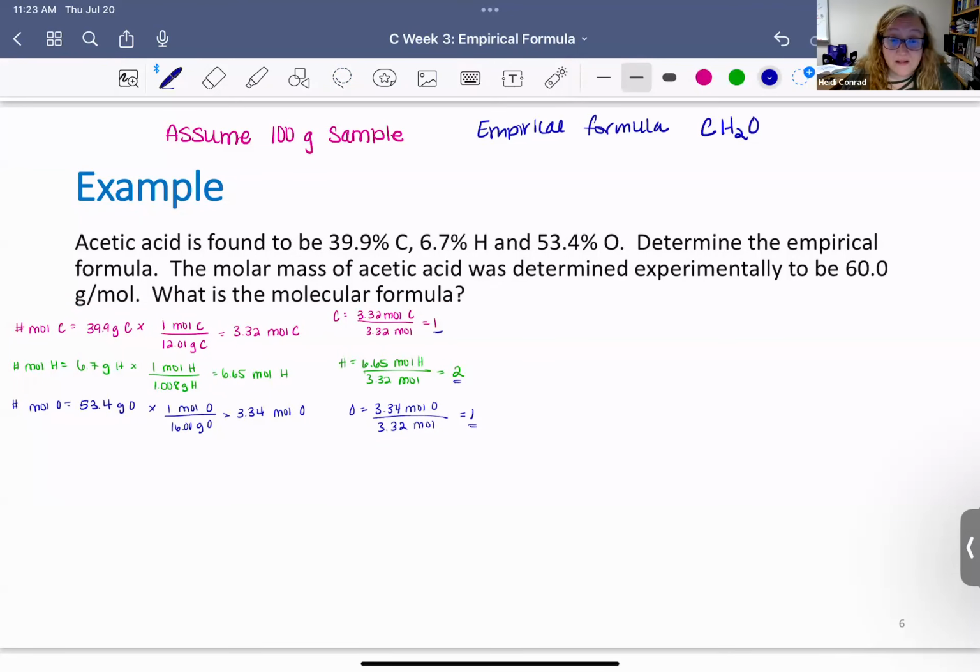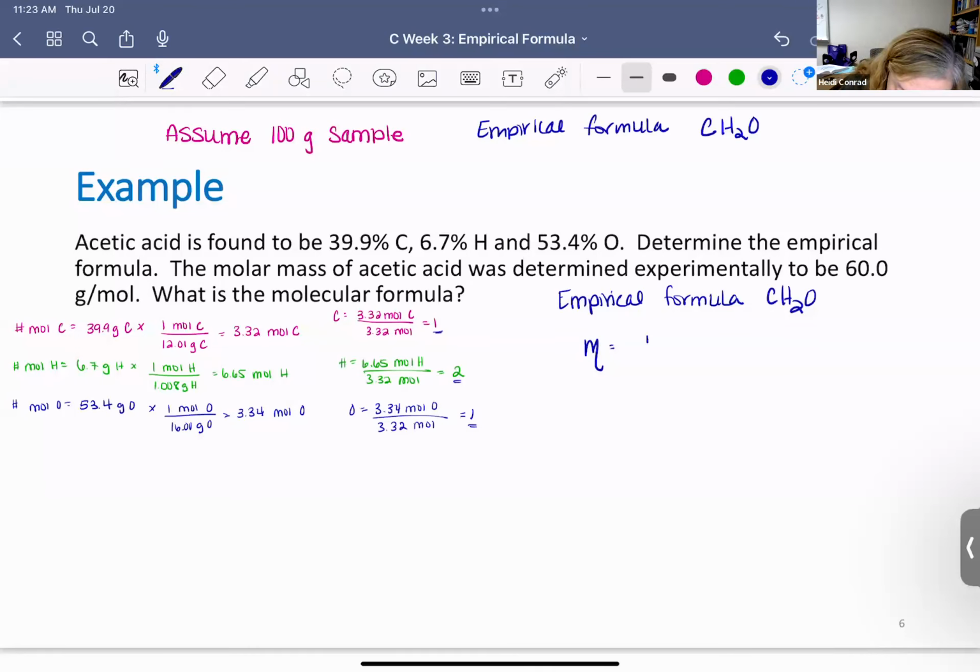The way I'm going to do this is, okay, my empirical formula is CH2O. I'm going to figure out the molar mass. That fancy M like that means molar mass in my shorthand, by the way. I'm going to figure out the molar mass of this compound.